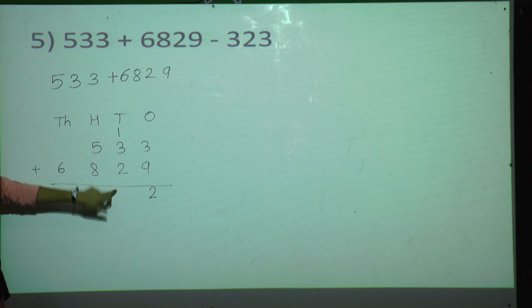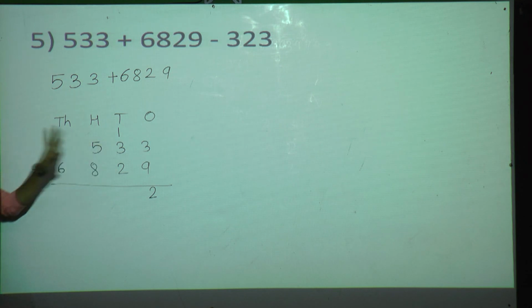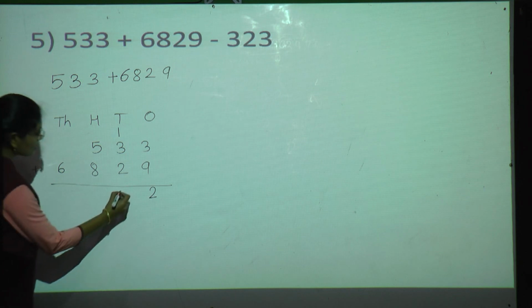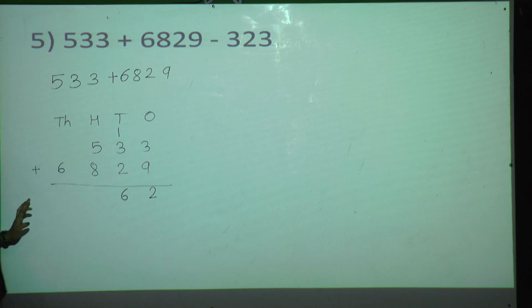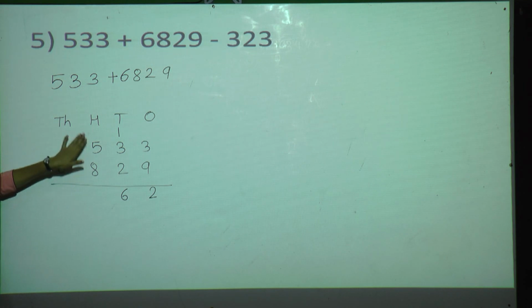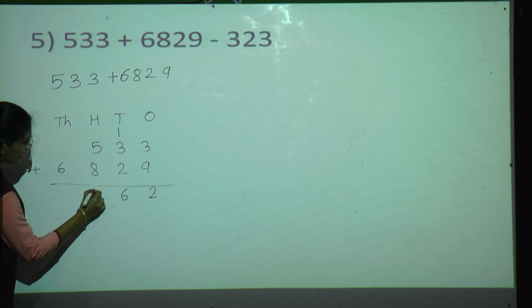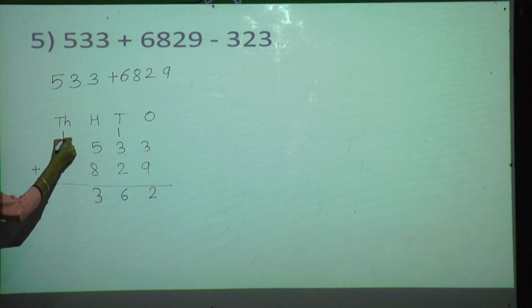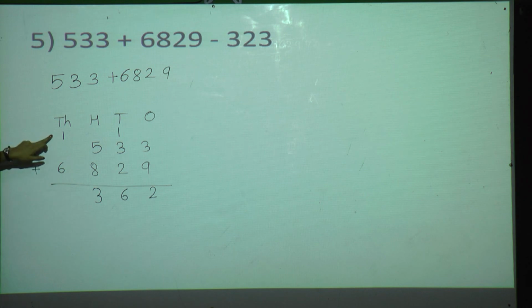Now see the tens place. Here 1 is there, here 3 is there, and 2 is there. 1 plus 3 is equal to 4. 4 plus 2, 6. So write 6 at tens place. Then go to the hundreds place. Here 5 is there, here 8 is there. 500 plus 800, 5 plus 8, 13. Now 1300 means 300 and 1000. So 1 we will give as a carry to the thousands place.